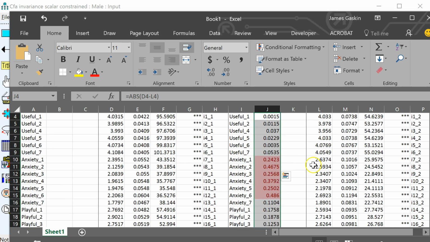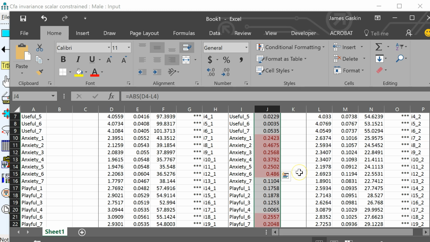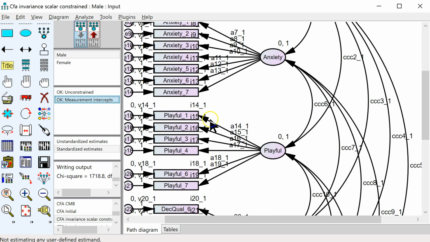Ooh, anxiety. Can we do one more on anxiety? One more on playful? Okay. The next biggest on anxiety. We did 2, 4, and 6. And then we did 3. The next biggest is 5. We'll just do 5, and then we'll sort of be up the creek on that one. Anxiety 5, playful 7. Anxiety 5 is 11, and playful 7 is 19.